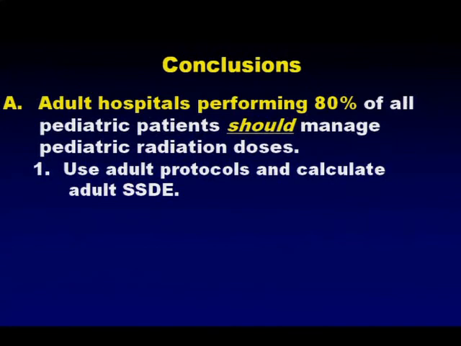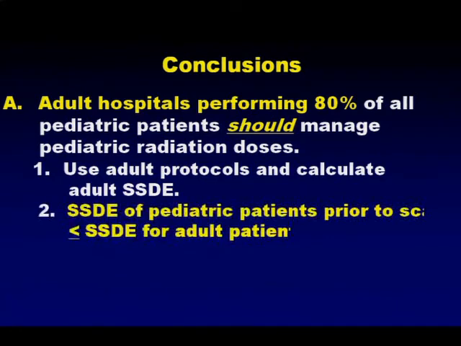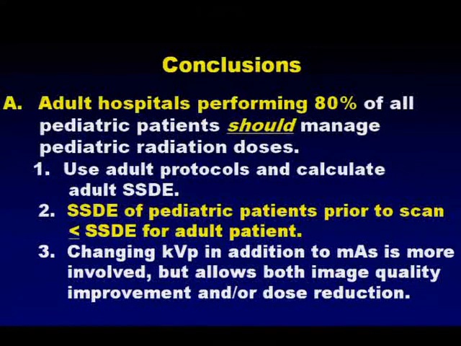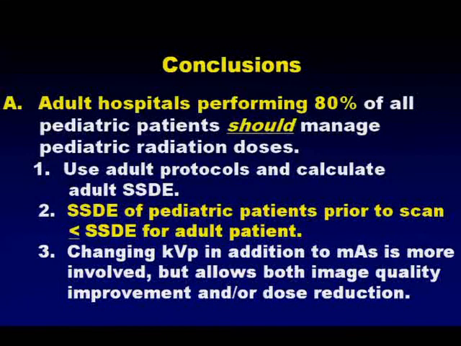So in summary, adult hospitals image about 80% of all pediatric patients, and as a result of that, they should have specific protocols for kids. I can use the adult protocol to calculate the adult SSDE. I can settle on an SSDE for pediatric patients prior to the scan that's equal to or less than the adult SSDE. And if I want to get really involved, I can change the kV in addition to the mAs. If I don't have the time to do that, I can simply just change the mAs to make sure that the doses that the children are receiving are reasonable.